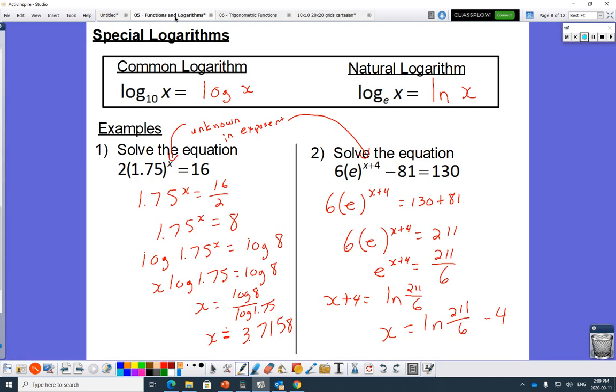If your brain's exploding right here, this isn't hard. Just new. Give it a chance. Work your way through it. It'll be all right. I'll tell you when we get to the difficult stuff. This ain't it. All right?